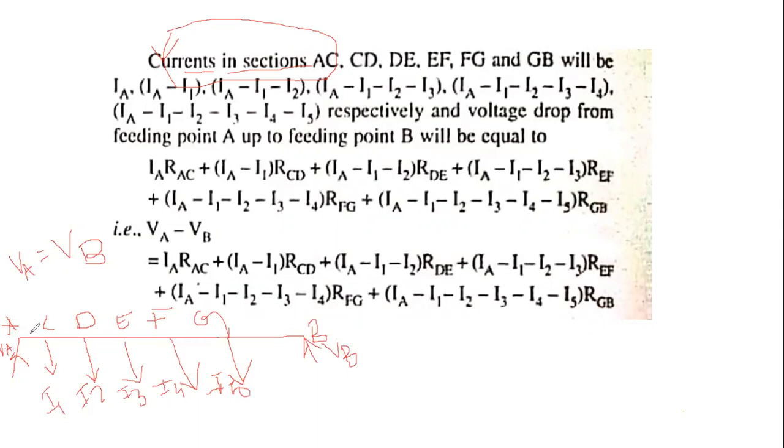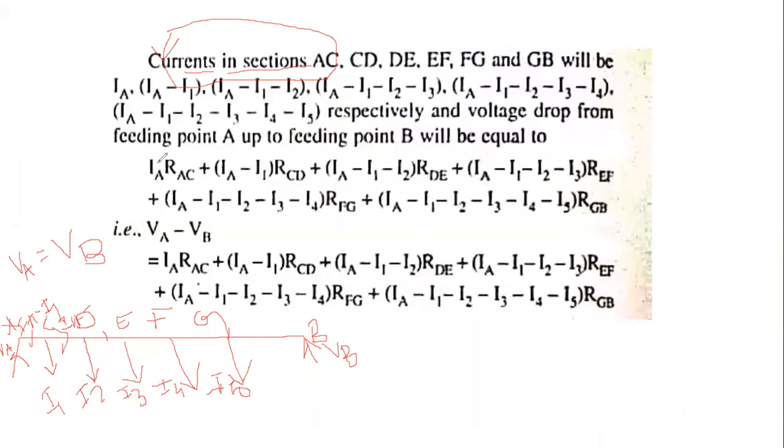Therefore, IA minus I1 at this condition, the currents are IA minus I1, IA minus I1 minus I2, IA minus I1 minus I2 minus I3. Okay, like that, the currents at various sections.